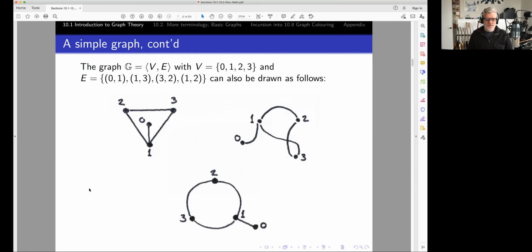Now, the same graph can be drawn obviously in many different ways. Okay, this is just a representation to help us visualize or understand the structure, because our vision is a good way of apprehending the universe around us.